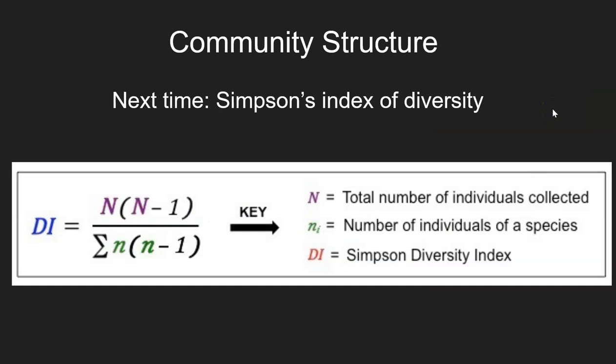So in one of our next lectures, we're going to be talking about Simpson's Index of Diversity. This is kind of a scary looking formula, but I'm going to show you how to make Excel or Sheets or whatever spreadsheet program you prefer do this work for you. And Simpson's Index is going to give us yet another piece of information about the structure of our community. And we're going to learn a few more statistics along with that too. So that's next time.